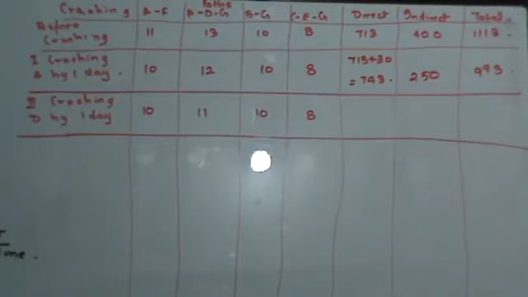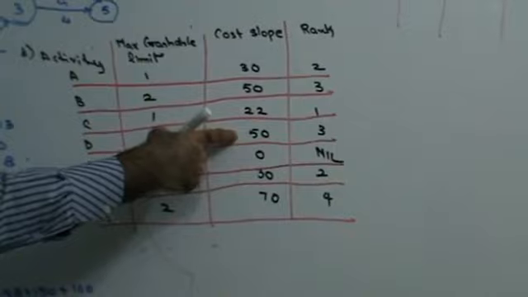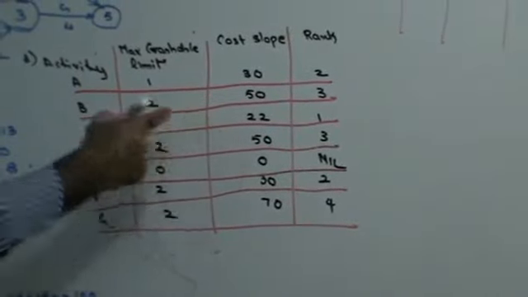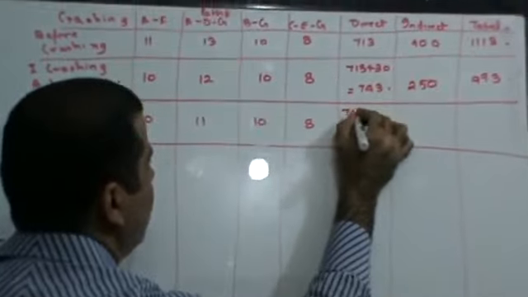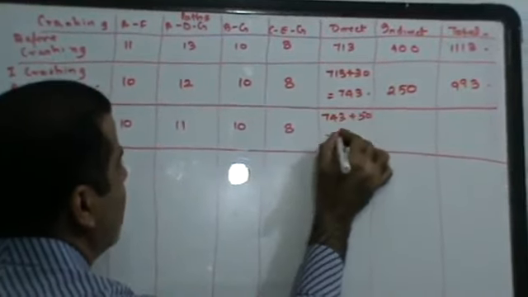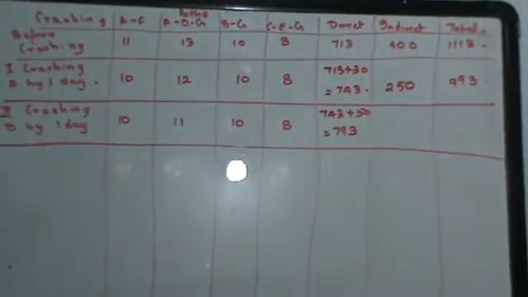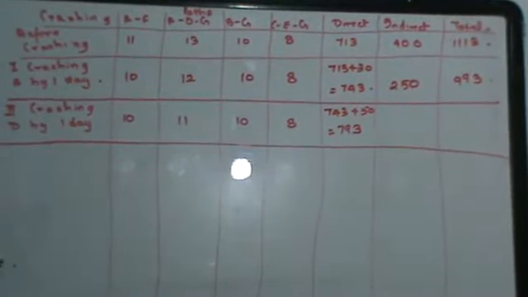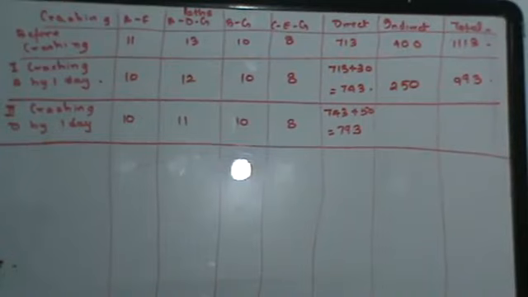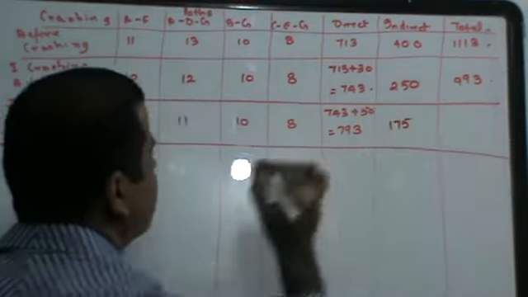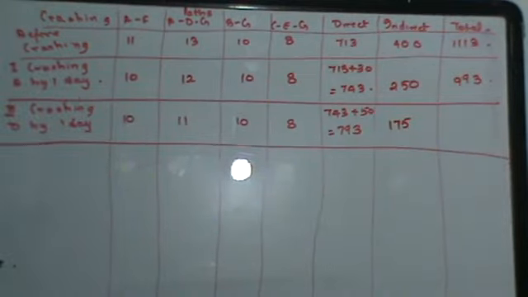Now, the cost slope of D, can you see this? The cost slope of D is 50 rupees. That means my direct cost will go up by 50 rupees. So this will be 743 plus 50 rupees, that is 793 rupees. Now my project completion time becomes 11 days. For 11 days, my indirect cost is 175 rupees. So if I add direct and indirect cost, my total cost becomes 968 rupees.